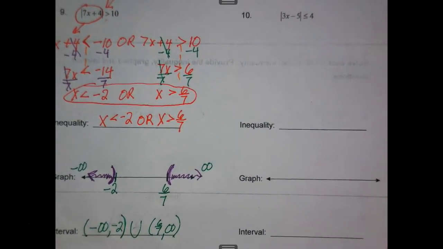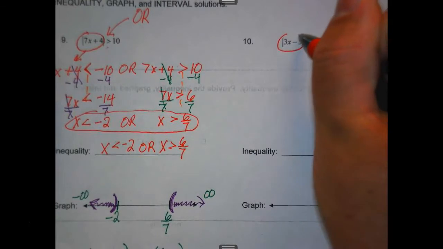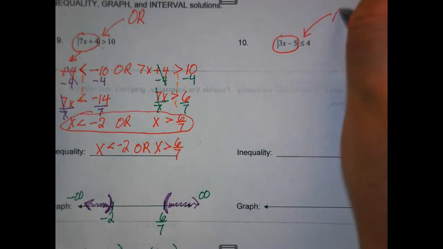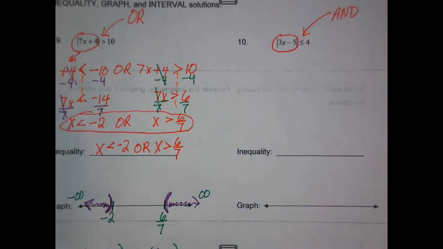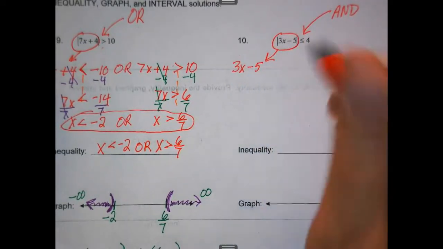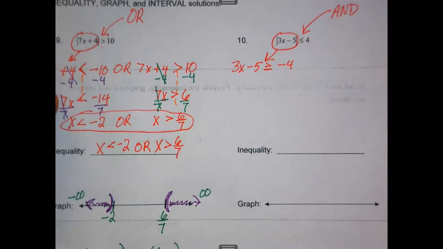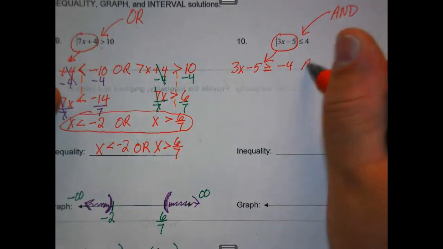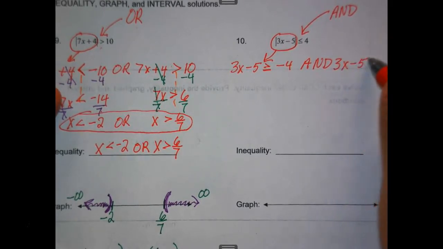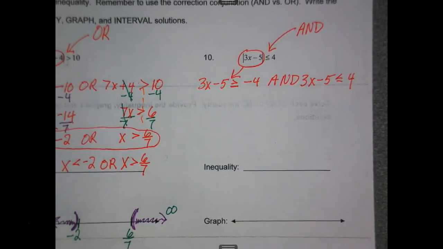Okay, number 10. My absolute value term is by itself. It's a less than, so it's an AND problem. Split it up. I'm going to take what's inside, and I'm going to take the opposite of what's there first, which means I have to flip the sign. And it's an AND problem. I take what's inside, keep everything the same. Solve each one separately.